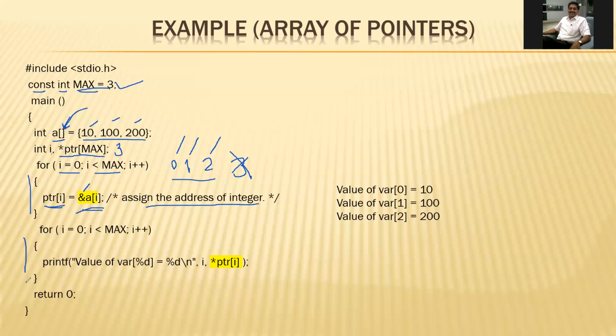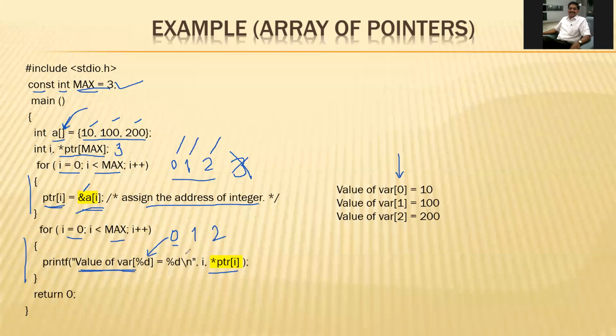Now, there is another loop, that is for I is equal to 0 to I is less than max, that is 0, 1 and 2, so this loop will get executed 3 times, and the value of the variable will get printed. So what is that value? Value of variable 0, %d, what is that? %d will give 0, 1 and 2. See here at the output level 0, 1 and 2. The same thing which is printed here.